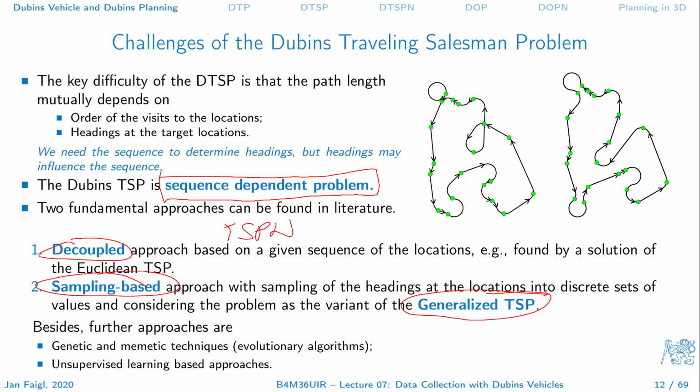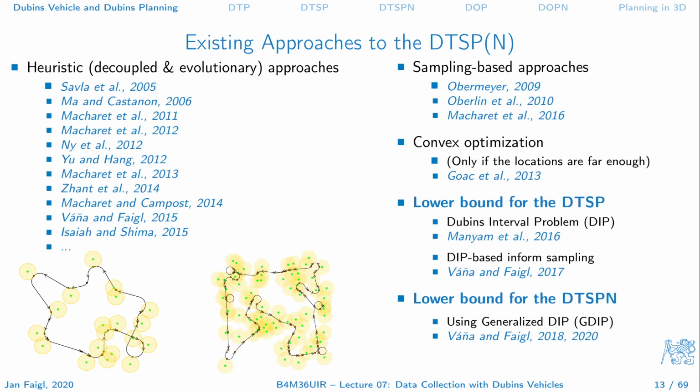And of course there are other methods, soft computing techniques, genetic algorithms, memetic algorithms, and so on. And you should not be surprised that we also deploy unsupervised learning technique to this Dubin's traveling salesman problem. So regarding some of the approaches, maybe you can consider what is the year of publication. So there is a bunch of heuristic decoupled evolutionary approaches. There are also sampling-based approaches, and I would highlight this one.